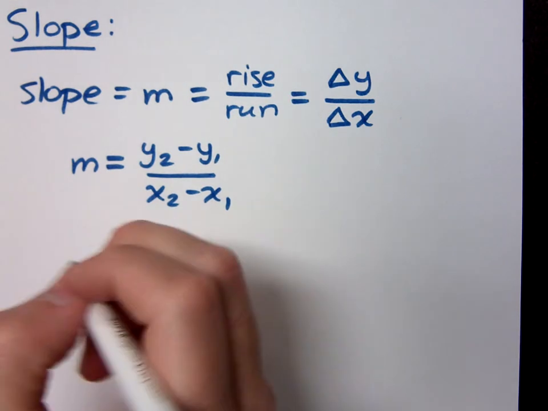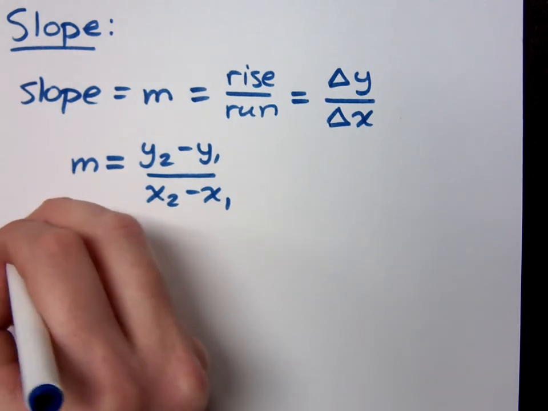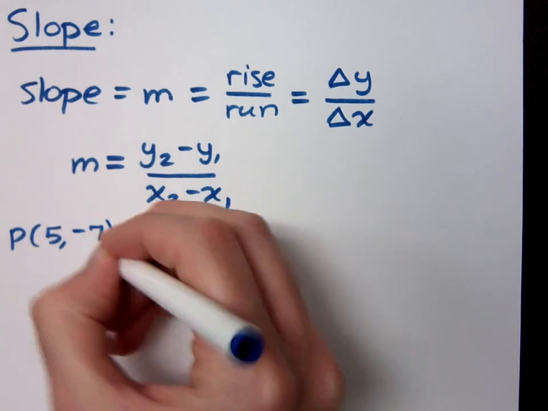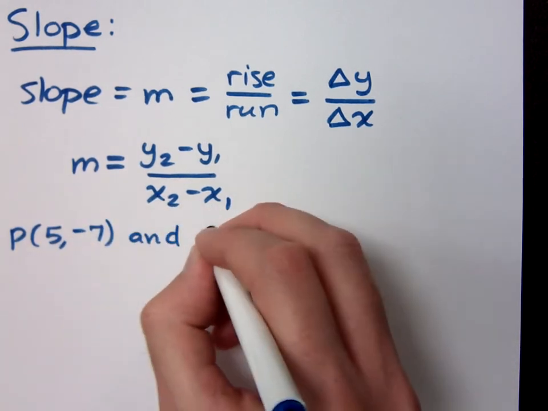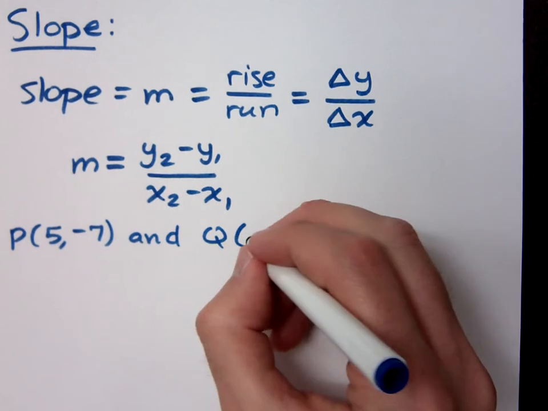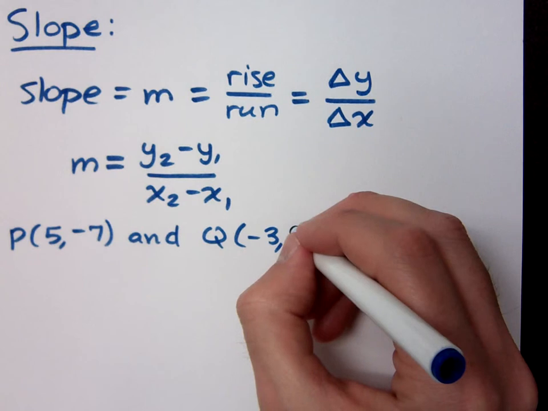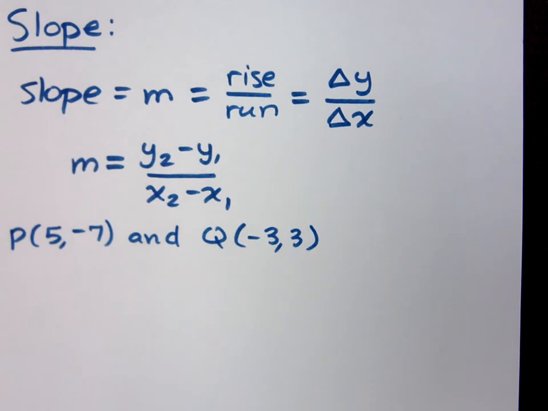That means if I had 2 points, so I have point 5, negative 7, and another point, say, negative 3, positive 3. And I want to find the slope of the line that goes to these 2 points. Okay, can you do that?